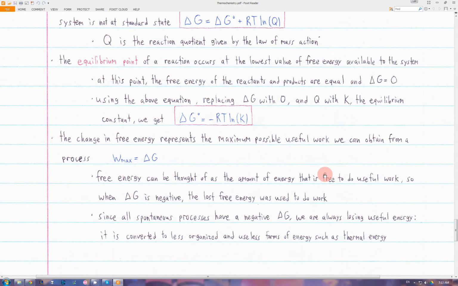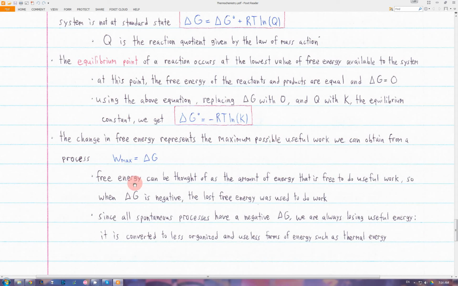Okay, so the last thing we're going to look at is more on the meaning of free energy. The change in free energy, delta G, also represents the maximum possible useful work that we can obtain from a process. And so basically, what is free energy anyways? Well, it's basically the amount of energy that is free to do useful work. Some energy we can use to do work, some energy we can't use to do anything.